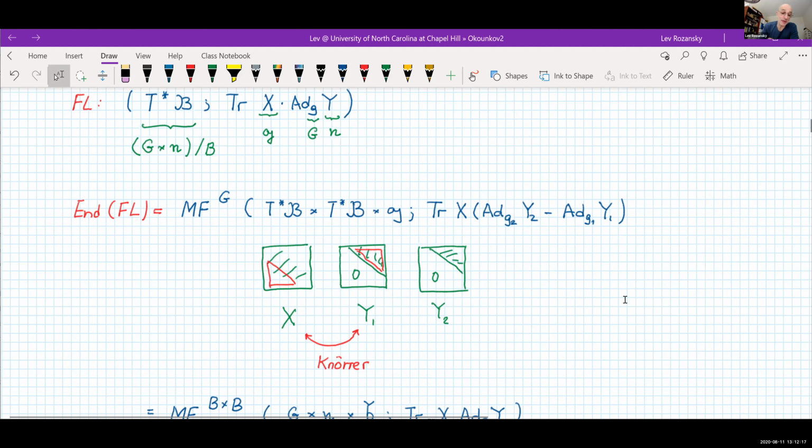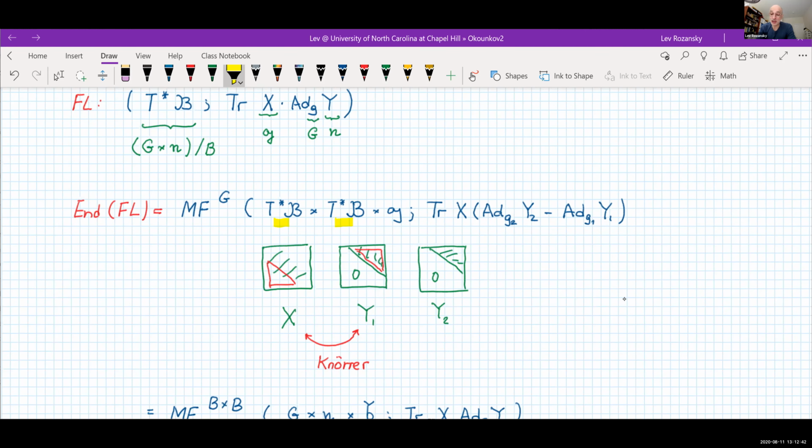So you have two flag varieties and Lie algebra, so a lot of coordinates. X times the difference between momenta. Now, you see, you can use G equivariance to put the first flag in the standard position.